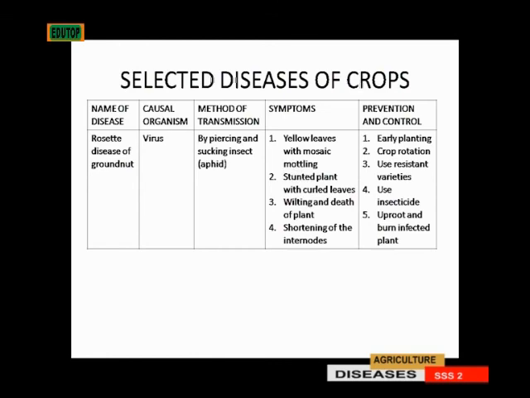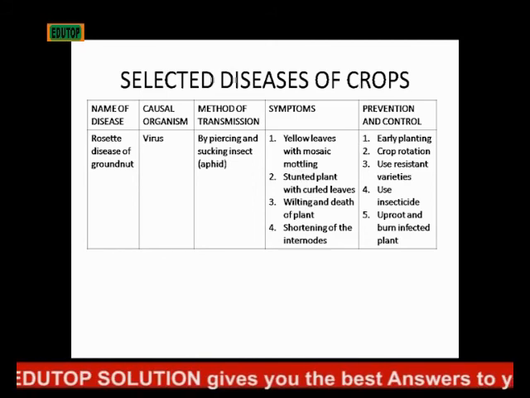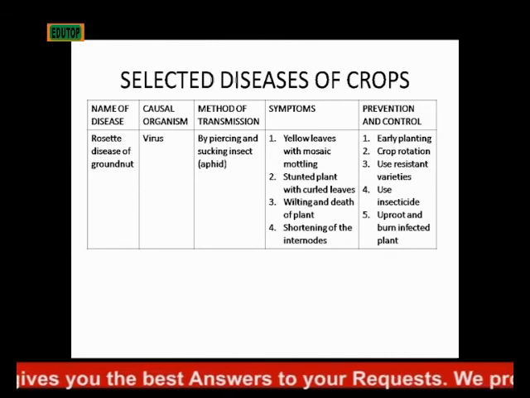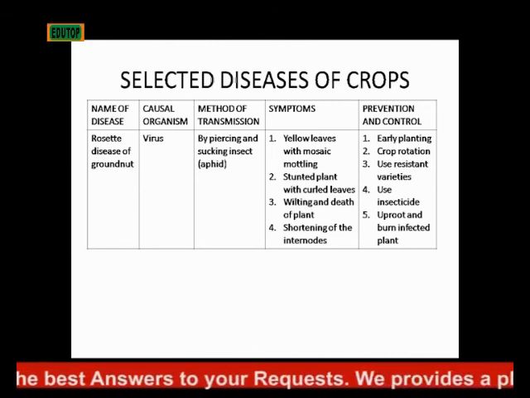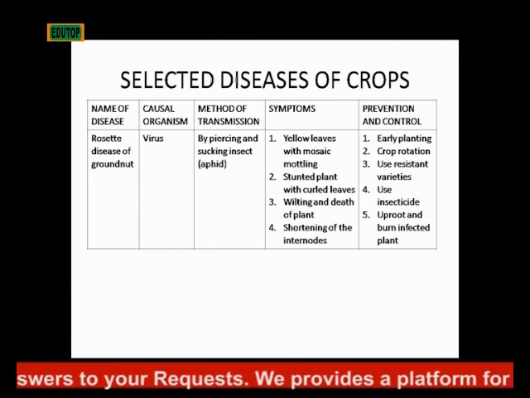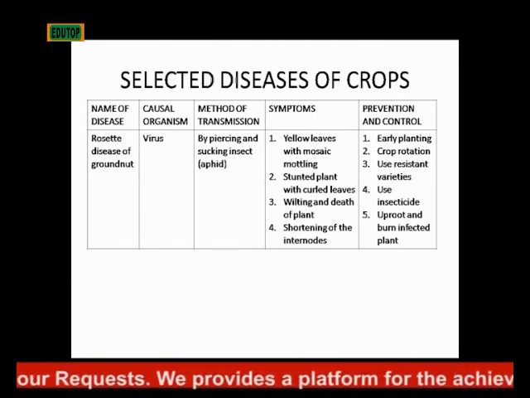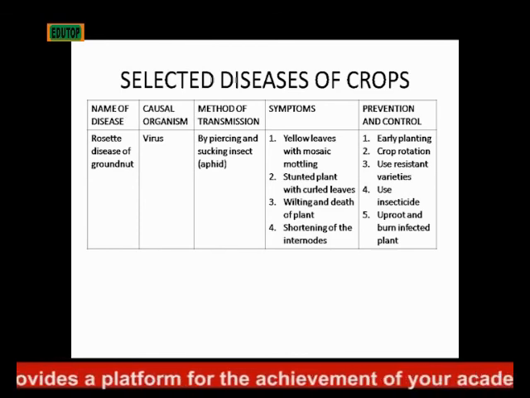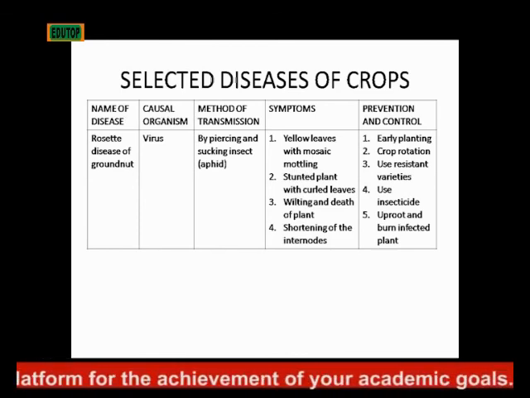The next one is rosette disease of groundnut. It's caused by a virus, and it is transmitted by piercing and sucking insects, particularly aphids. The symptoms you see on a diseased groundnut having rosette are yellow leaves with mosaic mottling. There will be stunted plants with curled leaves. The leaves will be curled. Then there will be wilting and death of the plants. There will be shortening; the internodes will be reduced.